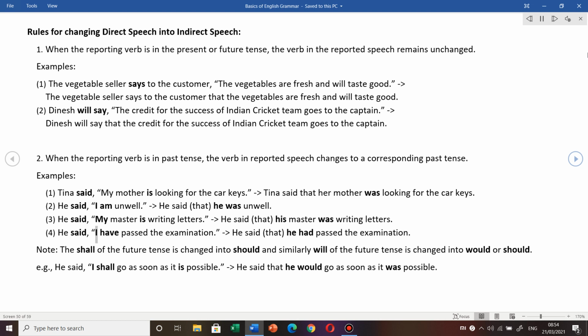He said, "I have passed the examination." He said that he had passed the examination. Note: the shall of the future tense is changed into should, and similarly will of the future tense is changed into would or should. For example, he said, "I shall go as soon as it is possible." He said that he would go as soon as it was possible.